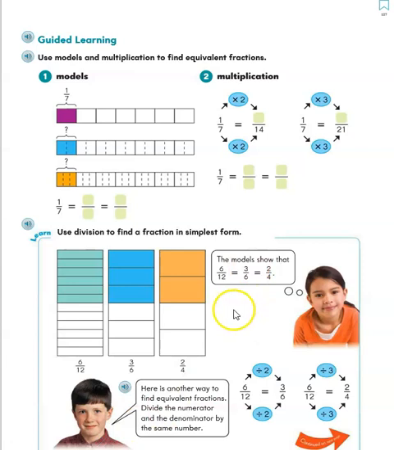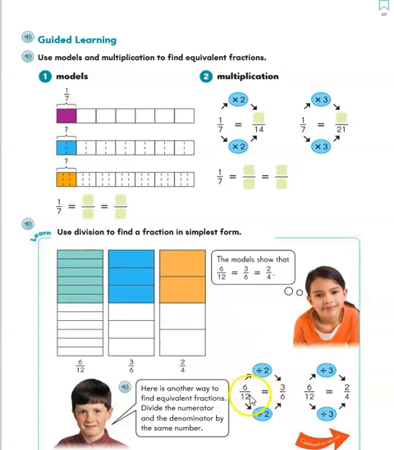Let's take a look what we have here. This model is showing us 6 pieces out of a total of 12 pieces that are shaded, so that's the fraction 6/12. And we have the fraction 3/6. We have 3 shaded out of a total of 6. And then we have the fraction 2/4. So 2 out of 4 are shaded. Okay, so we can see that with the models. Now let's take a look down here.